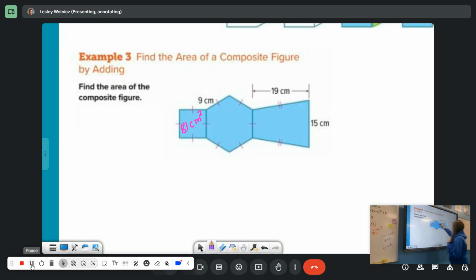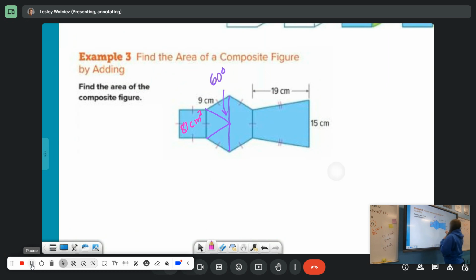All right, let's start chopping up this regular hexagon. Here's my little 1/6 of my hexagon. My central angle, remember, is 360 divided by 6, which is 60 degrees.